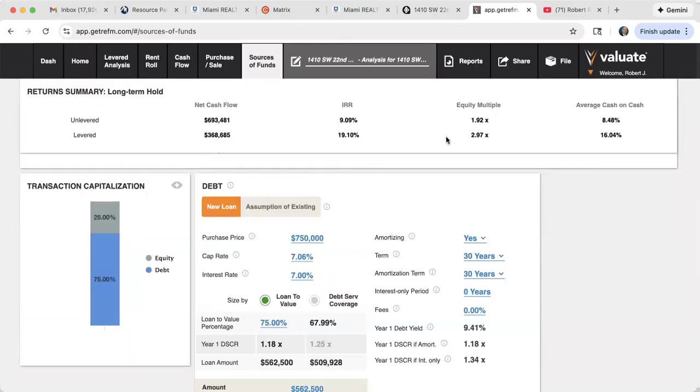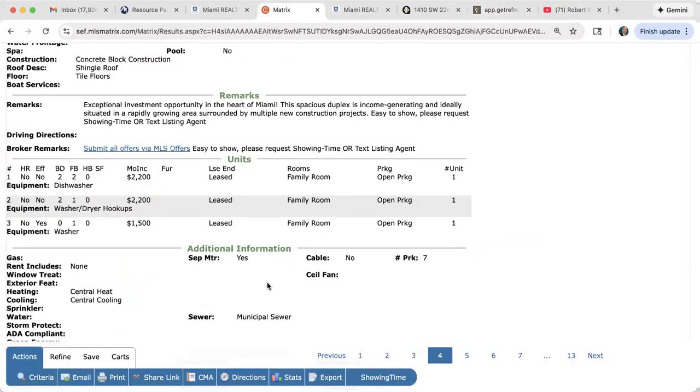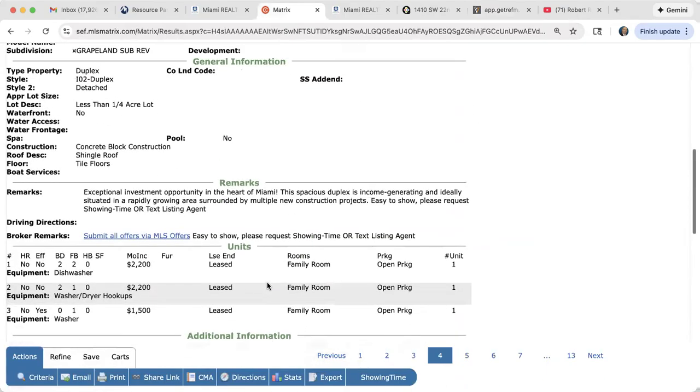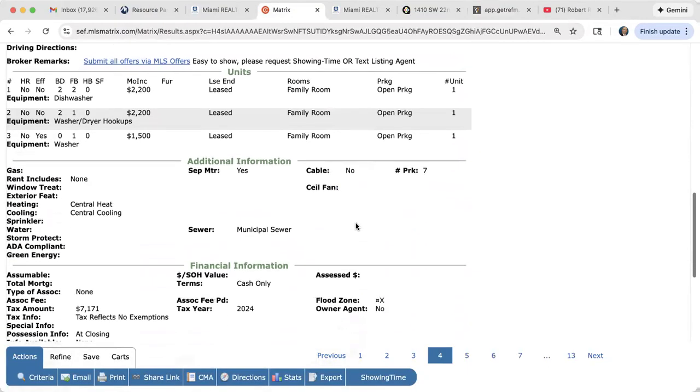You're still looking at a very healthy 19% return. It didn't really do much. And you're looking at a cap rate of 7%. So what is the realtor telling us here? The realtor is telling us exceptional opportunity in the heart of Miami, spacious duplex, income generating, and ideally situated, rapidly growing area. Easy to show. Okay, so they're not really telling us anything.